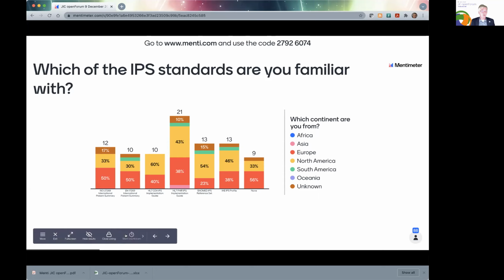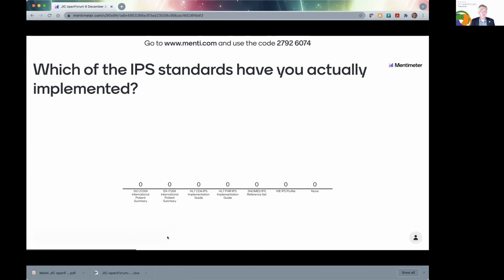I'll go to the next question because this is just about knowledge, but of course we're also interested in implementation. Maybe you should not interpret this as a personal question. You could also interpret it as which of the IPS standards is actually being implemented in your country or in your surroundings. So there are some answers here.